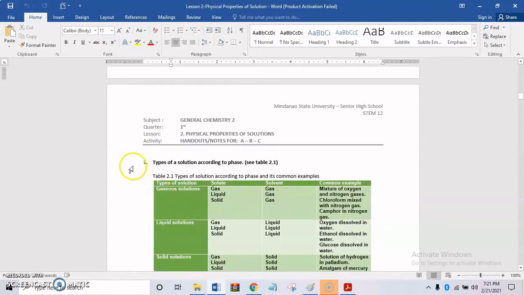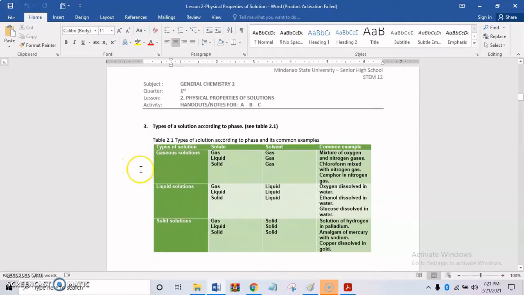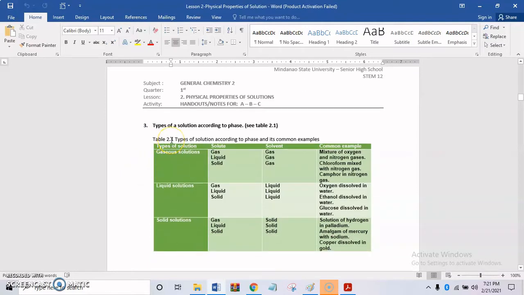Third is the types of solution according to phase. So, in table 2.1, types of solution according to phase and its common examples. Type of solution: gaseous solution, liquid solution, and solid solutions. Yung solute natin is gas, liquid, solid, and the solvent here is gas, liquid, and solid. If we say gaseous solutions, the solvent here is gas. And the solute is either gas, liquid, or solid.